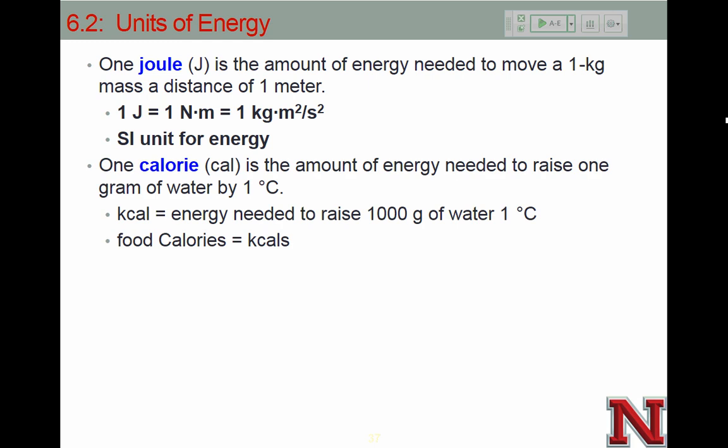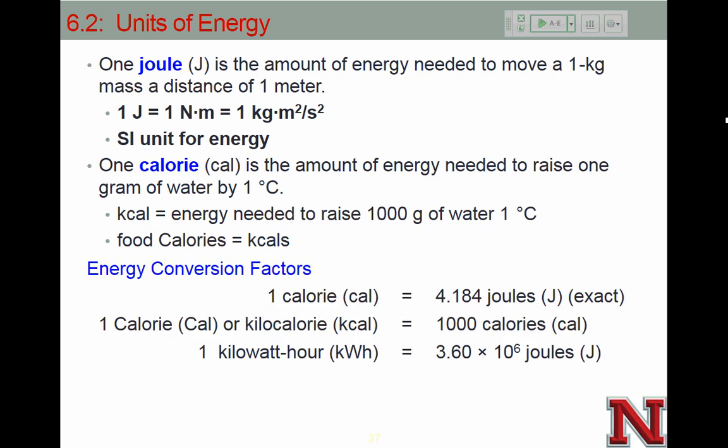Now you might see calorie. And a quick note, calorie is not the same as a food calorie. They are related, but they're not the same. So first off, a calorie is the amount of energy needed to raise 1 gram of water by 1 degree Celsius. So a kilocalorie is energy needed to raise 1,000 grams of water by 1 degree Celsius. And when you're talking about a food calorie, you're really talking about kilocalories. I know, but that's how it is. So a food calorie is really a kilocalorie. But they are related. But as I said, mostly we'll be using joules and not calories as much.